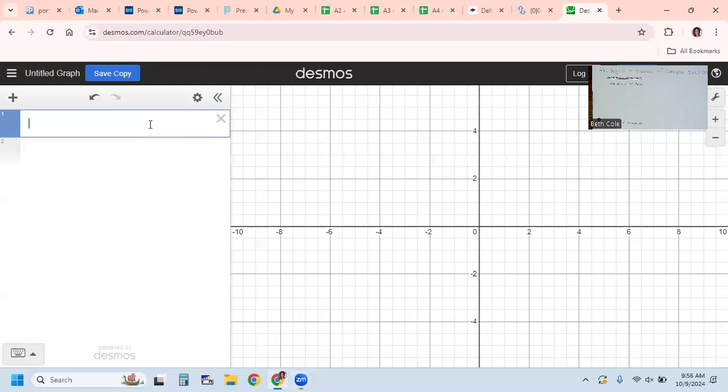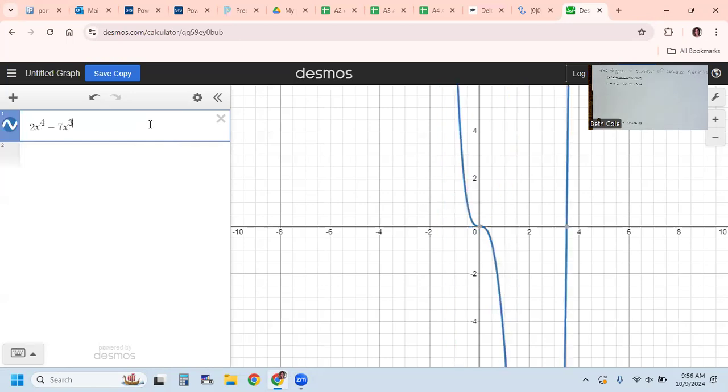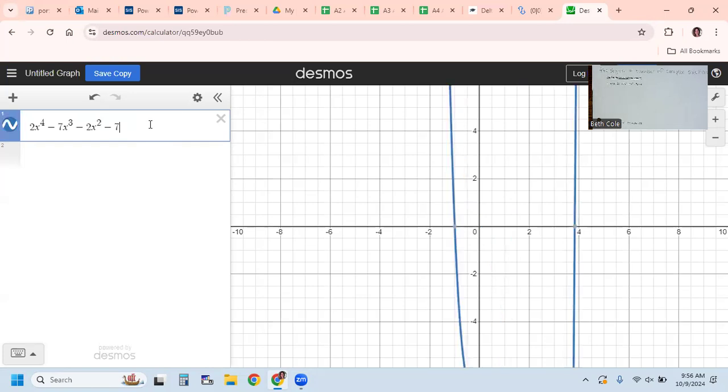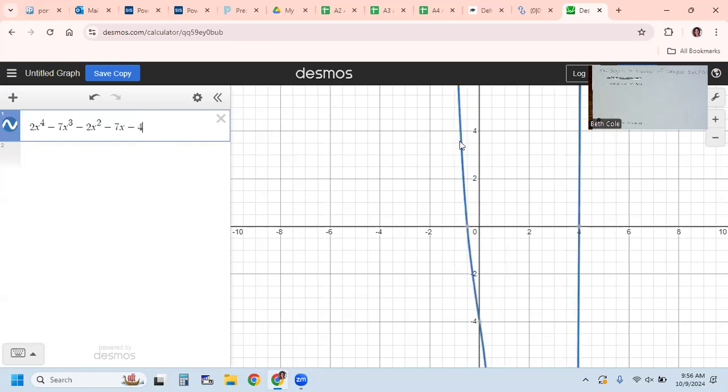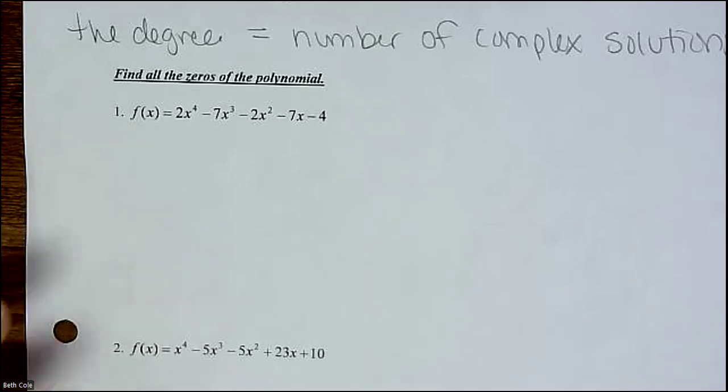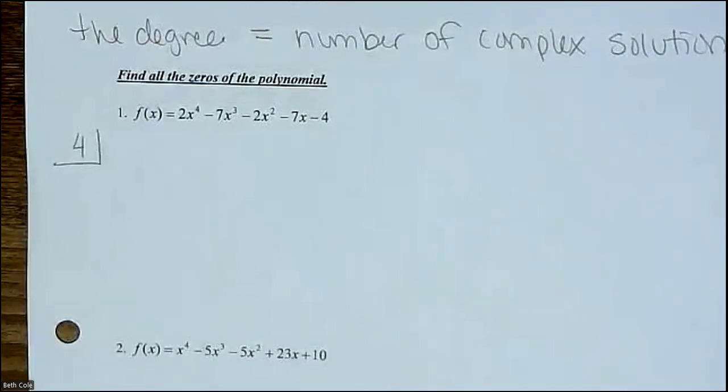So I'm sharing my screen. I'm going to type in that first problem. Right? And then I'm going to click on one of the zeros and I see that it is 4. So 4 is one of my answers. So when I go to do my synthetic division, 4 goes in the little box.